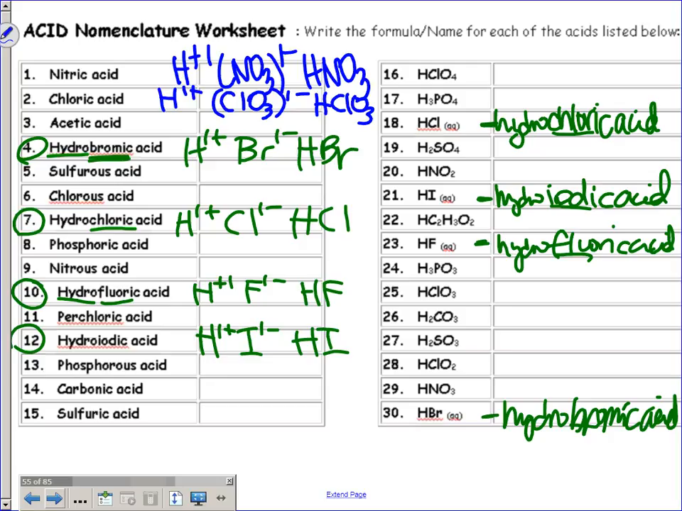Acetic acid came from acetate. Okay, acetate. So there's H plus is still here. What's acetate? C2H3O2, charge 1 minus. Put those together by crisscrossing.